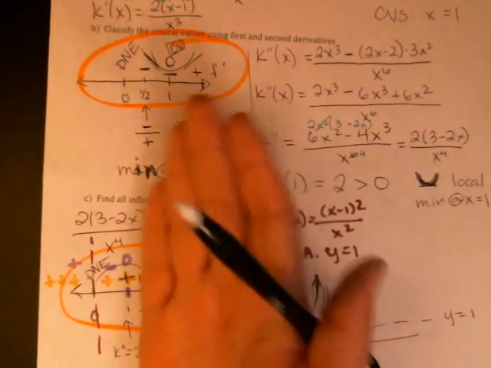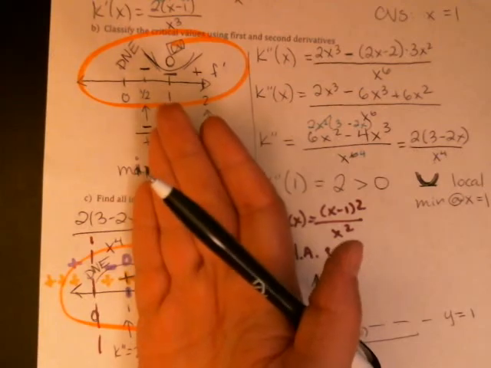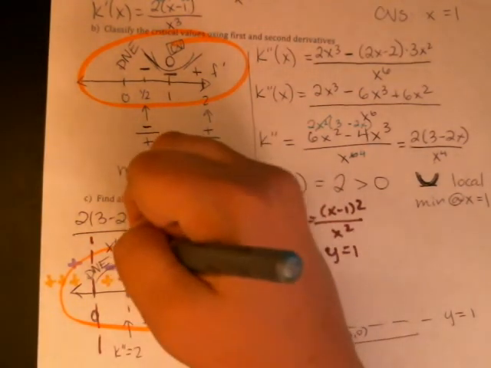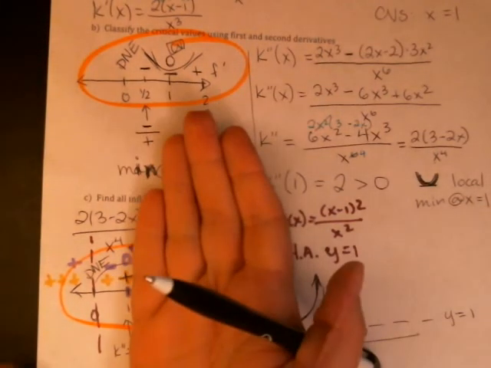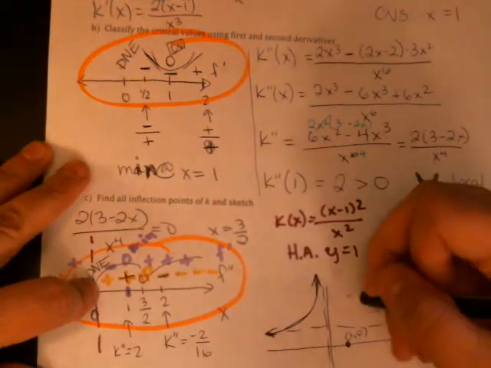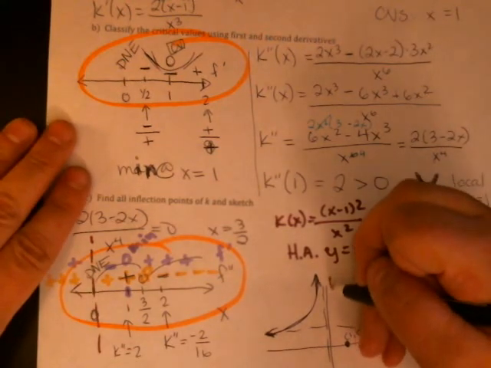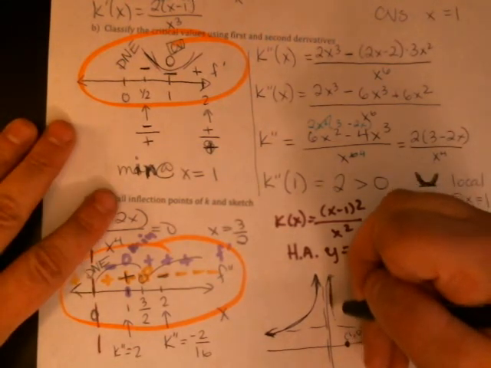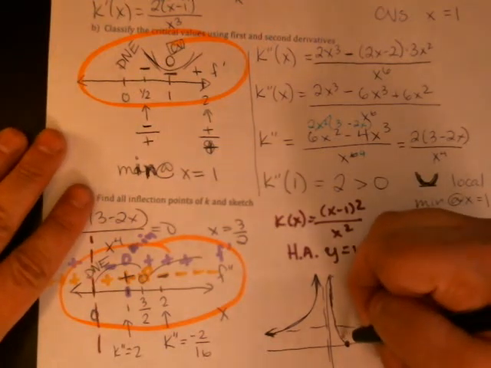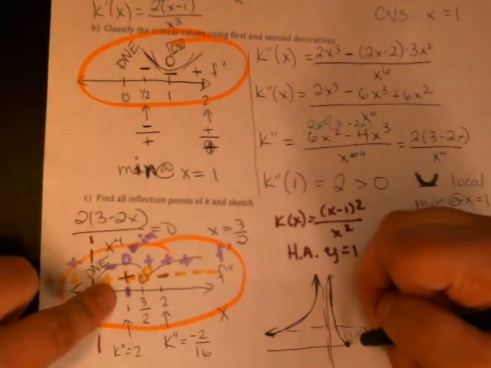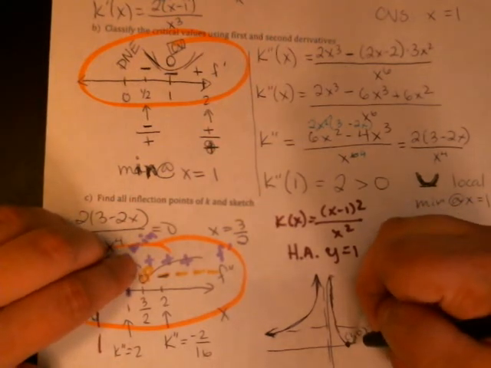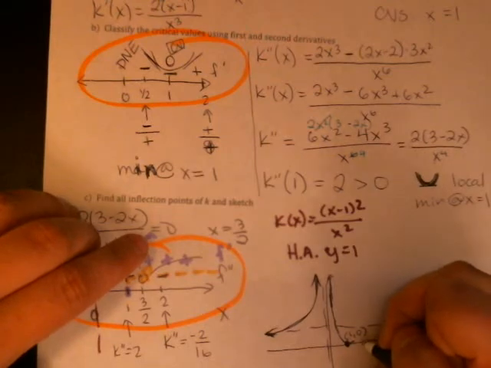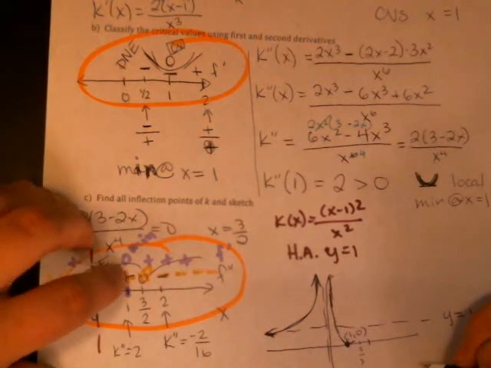We know that between the asymptote and the critical value, which we decided was a minimum, the function is decreasing concave up. So decreasing concave up looks like this. Decreasing concave up. And then there's a minimum at 1, 0, and it switches to increasing concave up, but not for very long. At 3/2, we have an inflection point.